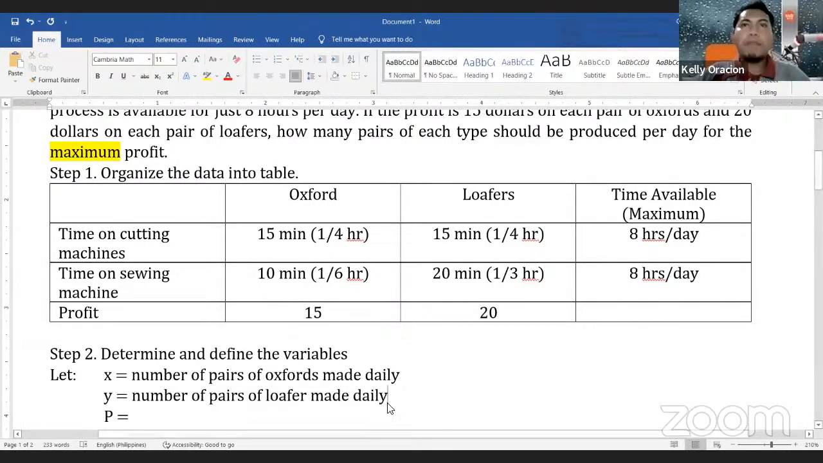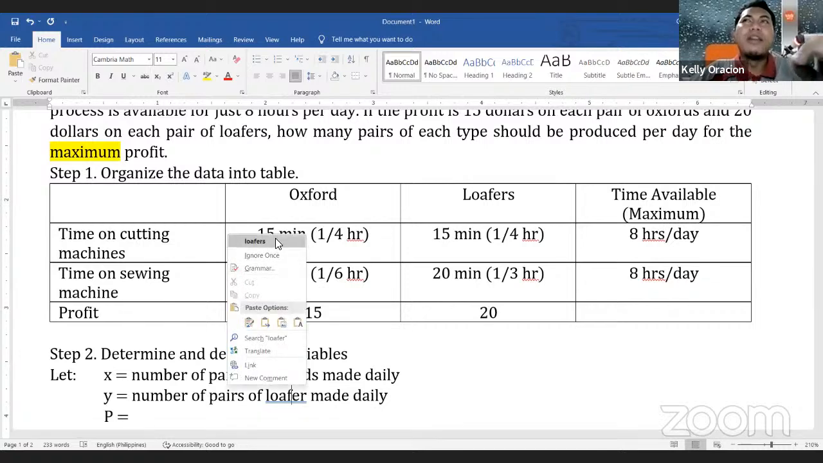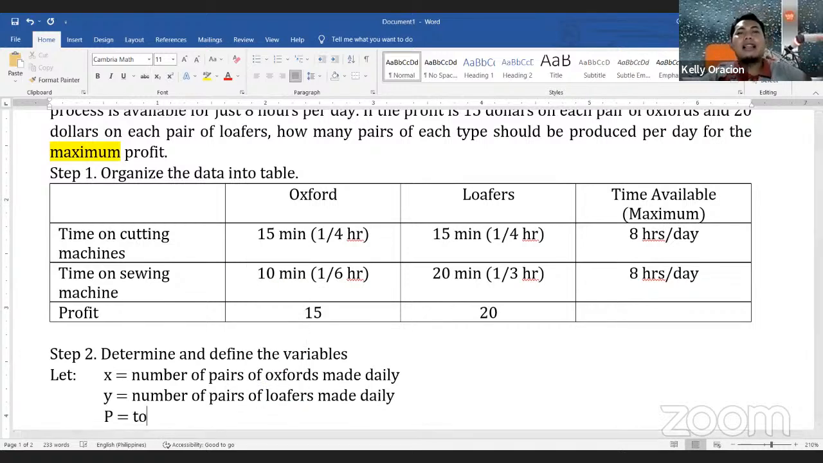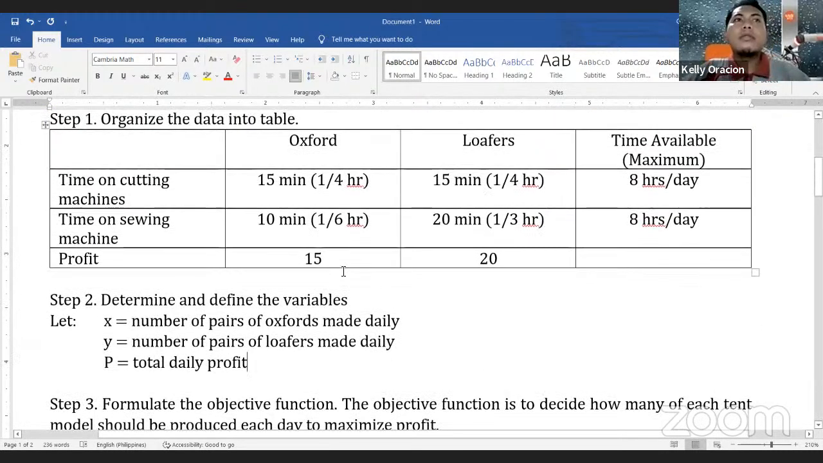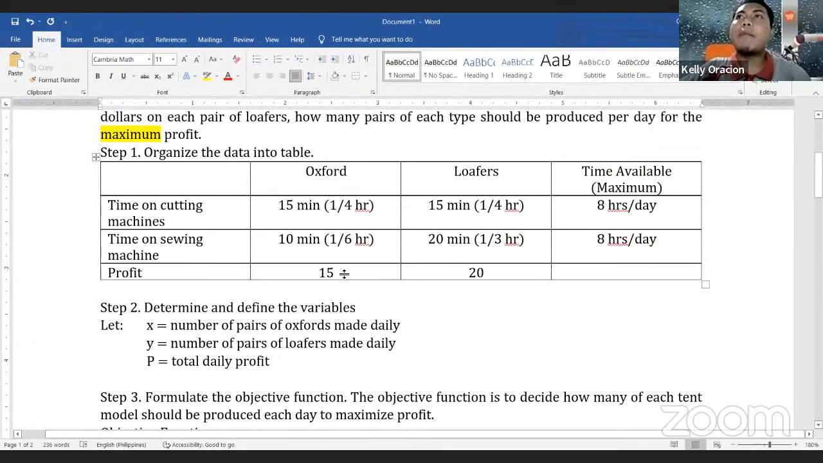Alam naman natin that P is the profit, di ba? P is the total daily profit. Sorry, mali akong pag-pronounce. Total daily profit. Now, we're done with step 1 and step 2.